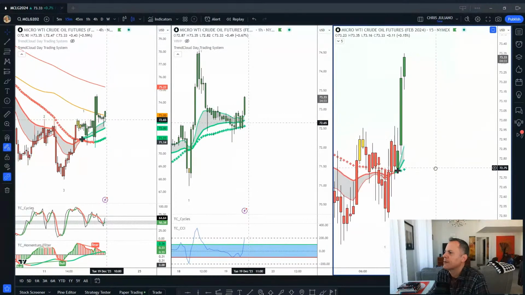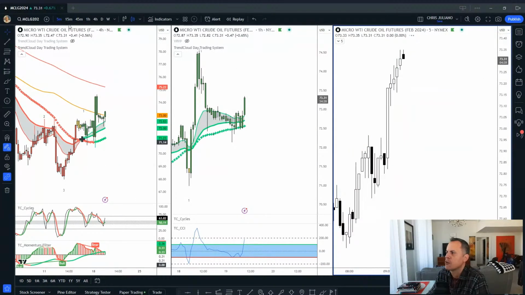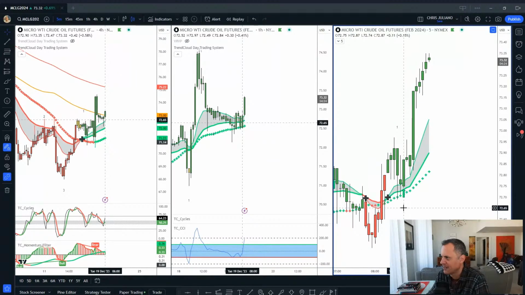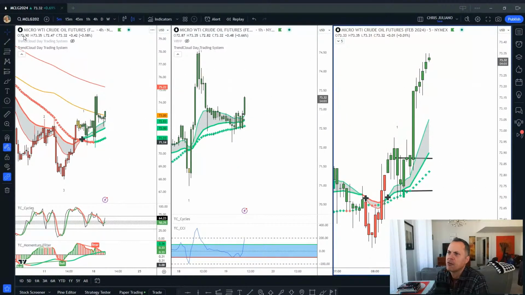So right here, let's go to our 5-minute chart. And there's the signal right there. Okay, so right here at 8:45, we've got a nice signal. Right there. There's your entry, there's your exit, and we get this big breakout. Okay, so maybe we missed that. Let's go to the opening range breakout.